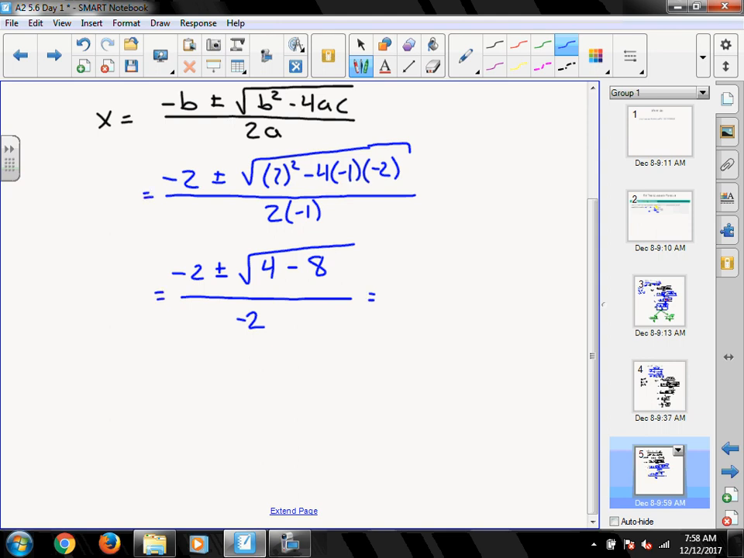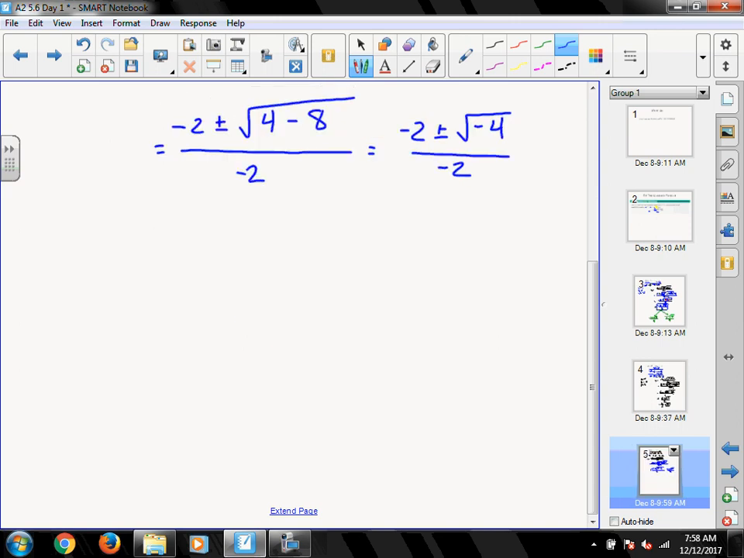which gives me negative 2 plus or minus the square root of negative 4 all over negative 2, which hopefully you guys can see where we're headed here. We can simplify the square root of negative 4. We get negative 2 plus or minus the square root of 4 times the square root of negative 1 all over negative 2, which is going to be negative 2 plus or minus square root of 4 is 2, square root of negative 1 is i, all over negative 2.